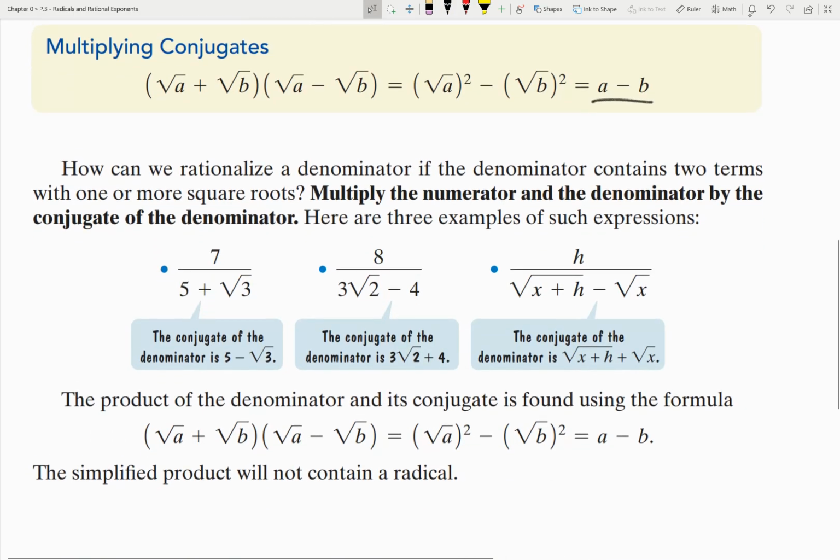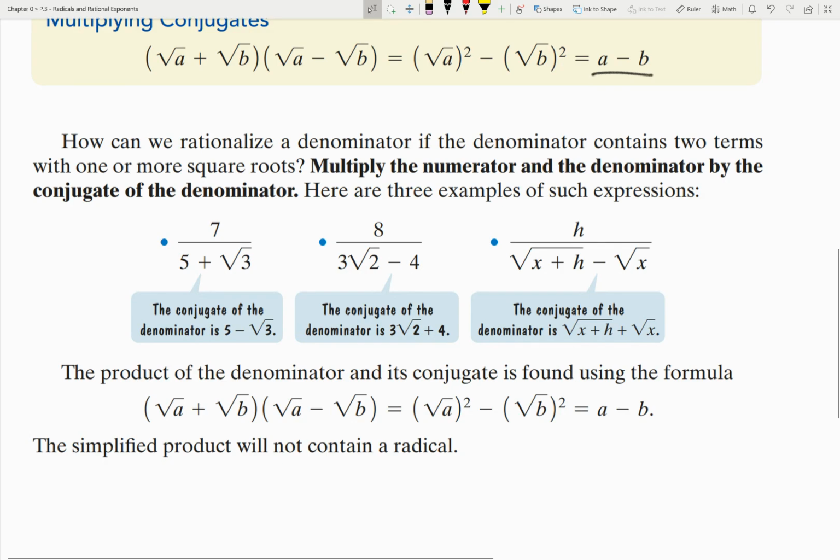So how do you rationalize a denominator that contains two terms with one or more square roots? You multiply the numerator and the denominator by the conjugate of the denominator. So the conjugate for the first fraction right there is 5 minus radical 3. Same first term, opposite second term. We'll deal with this a lot later, something that occurs in calculus.